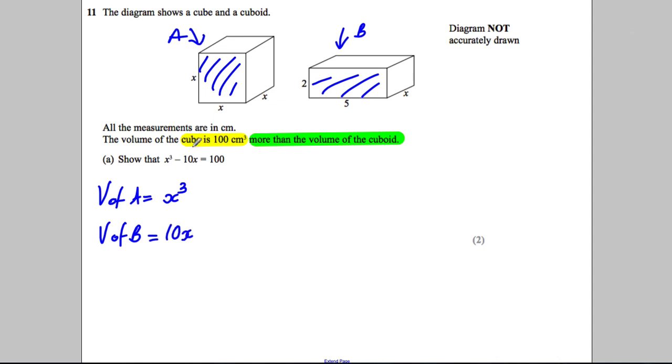And we know that the volume of the cube is 100 centimeters cubed more than the volume of the cuboid. So if we take them away from each other, the volume of the cube, take away the volume of the cuboid, we must get 100. So therefore x cubed subtract 10x must equal 100. And we'd have got our 2 marks. Okay, next one. Pause the video, have a go.